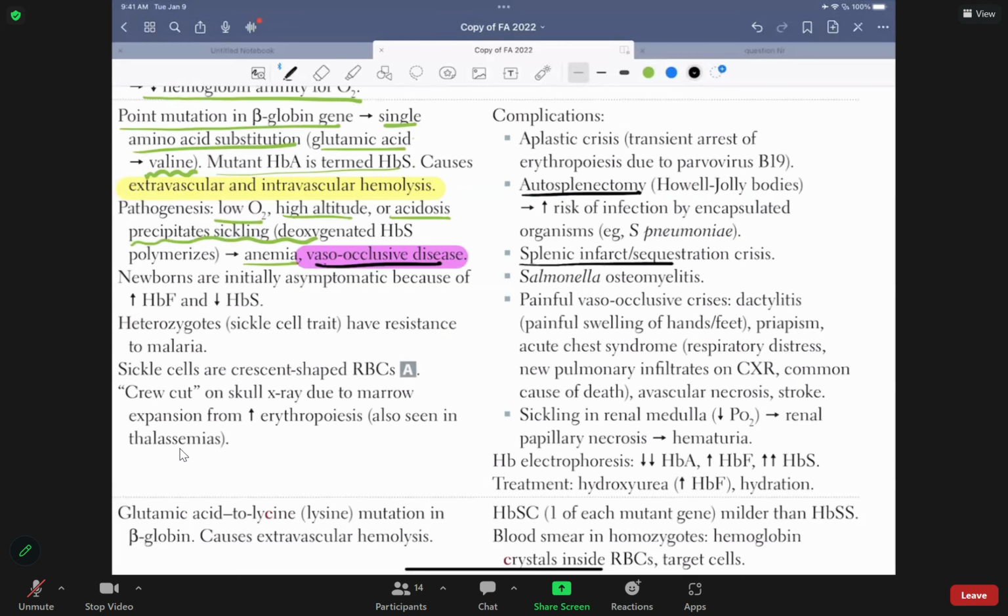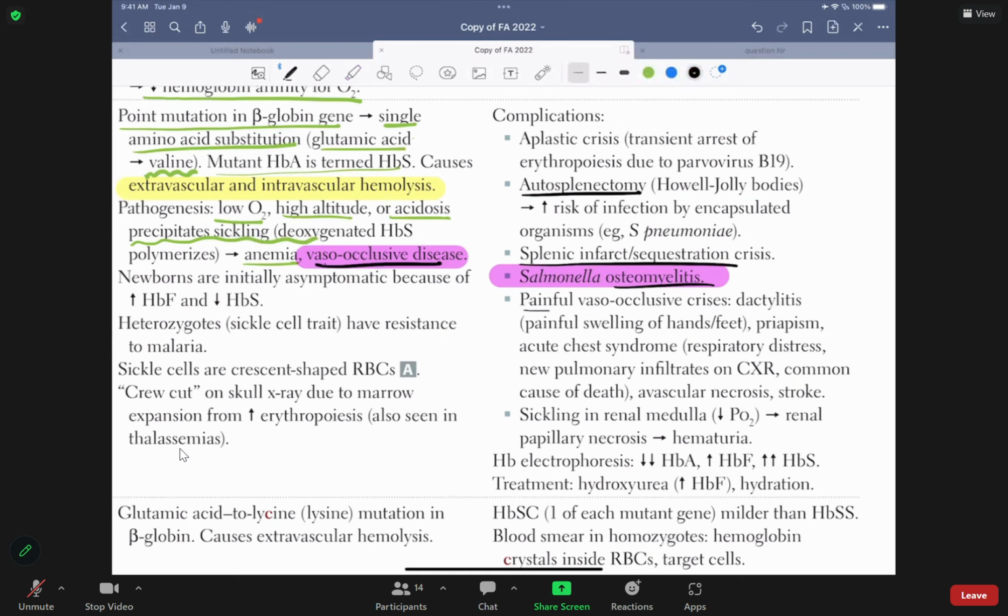Now, splenic infarction can happen. They could get bone infection, osteomyelitis. This is something that they've been asking for the past 20 years in Step 1. Salmonella is the reason for the osteomyelitis in people with sickle cell.